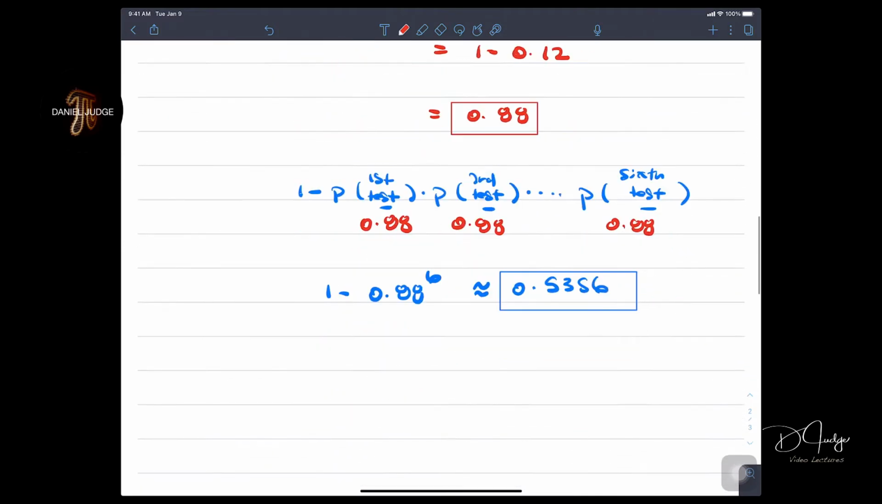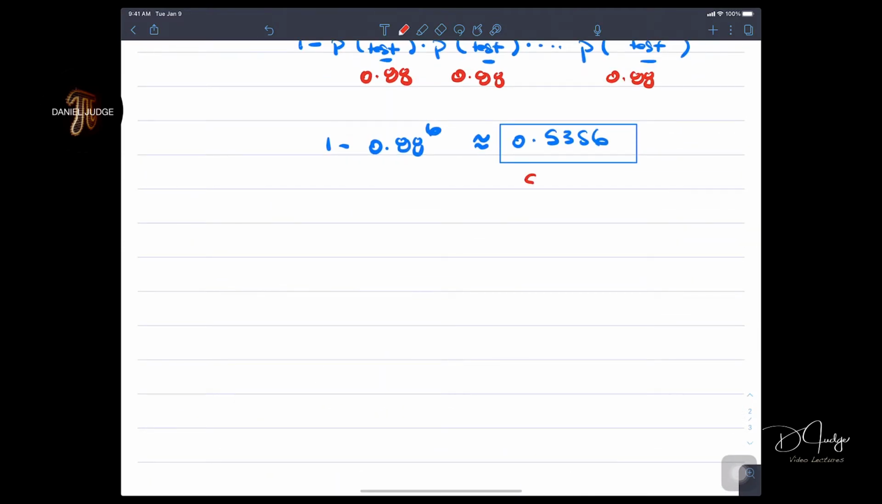So the process is really this, okay? About 53.56% of the time, a mixture of 6 people, 1, 2, 3, 4, 5, and 6, about 53.56% of the time, this mixture is going to test positive because at least one person tests positive.